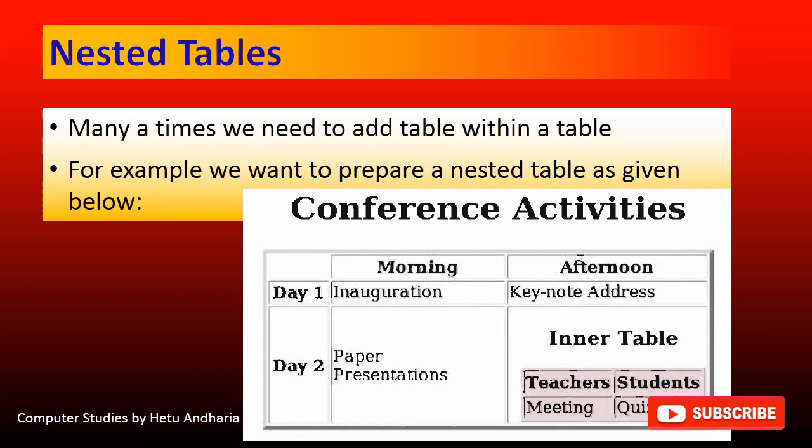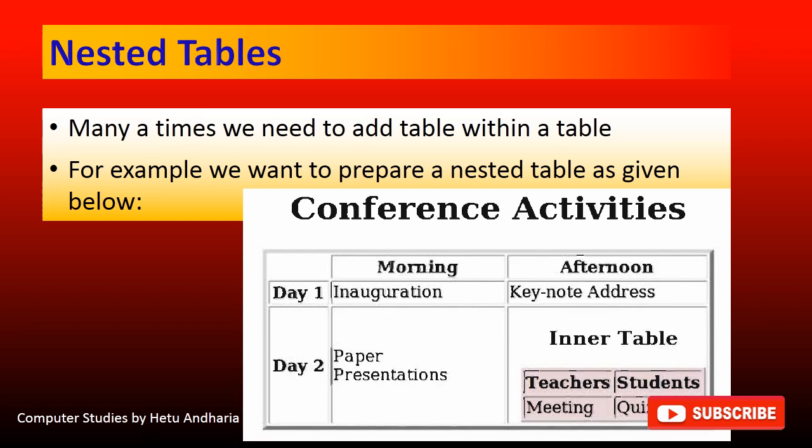Day 1 inauguration in the morning, and in the afternoon it is a keynote address. Then day 2 morning it is paper presentation, and in the afternoon you can see the content of that cell is an inner table. There is a table inserted inside that cell, that is, it has 2 rows and 2 columns, right? Teachers and students, meeting and quiz. Okay, so how to do that?